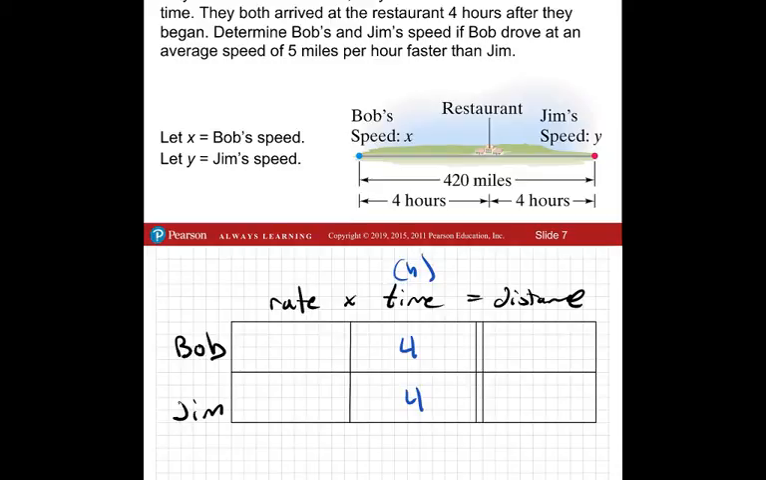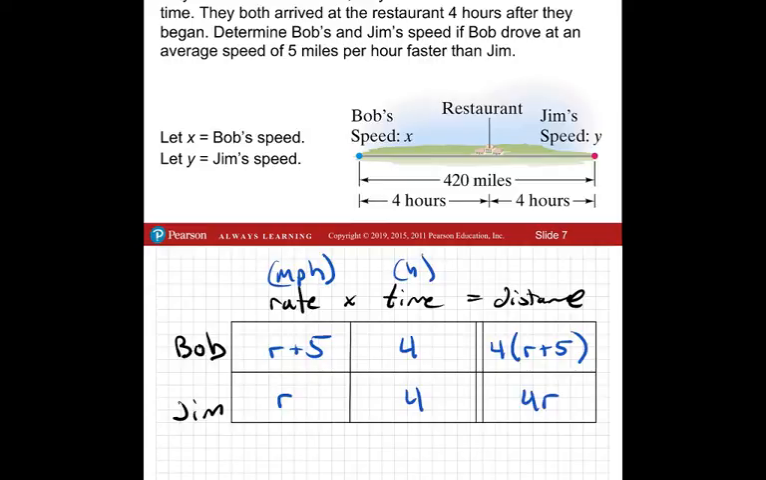So we're going to let Jim's speed be R, and we're going to let Bob's speed be R plus 5. And the units here are miles per hour. So Bob's rate is going to be R plus 5. His time is 4. So his distance, again, distance is going to be rate times time. His distance is going to be 4 times R plus 5. Jim's distance is going to be 4R.